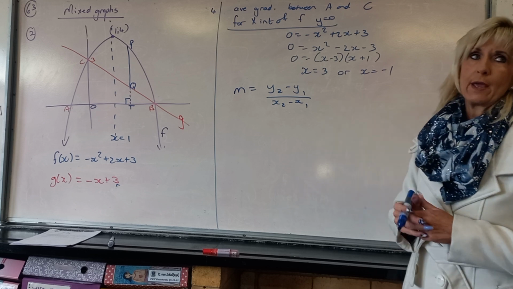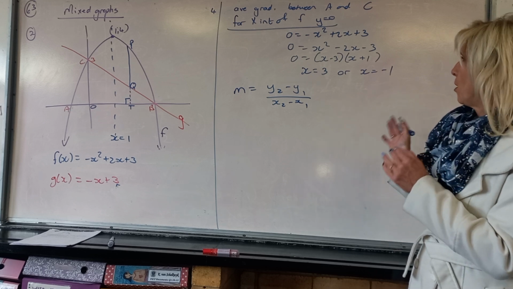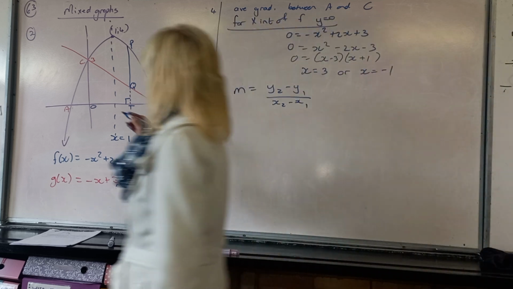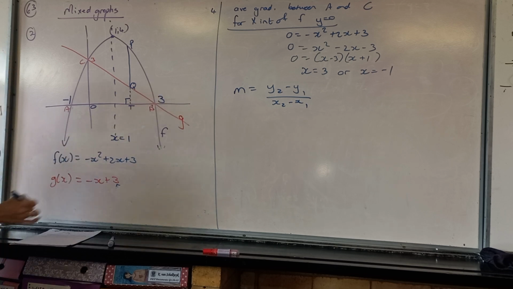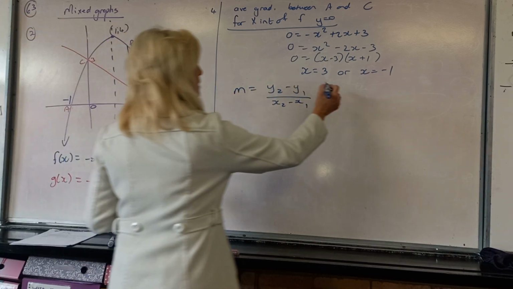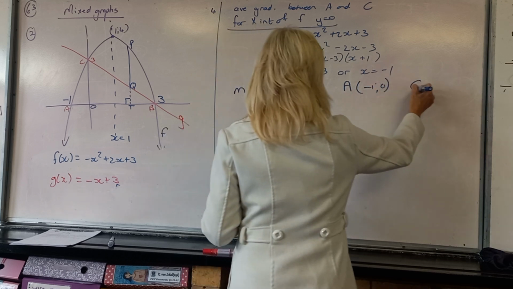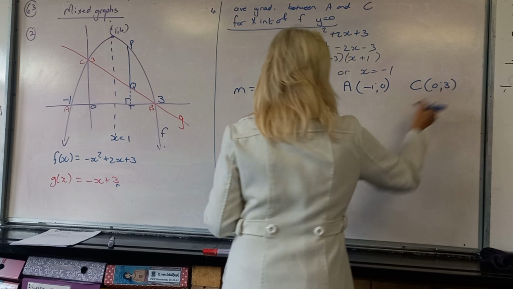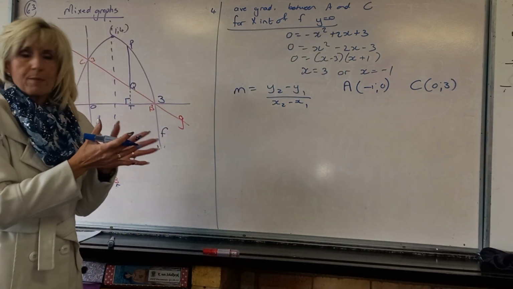Which one belongs where? What have I just found here? The x-intercepts of the parabola are negative 1 and 3. So by A it should be negative 1, and by B it should be 3. Well, they never asked me for B here, but I'm probably going to use it later on. Okay, so if I want the gradient between A and C, I need to know that A is the point negative 1 and 0, and C is the point 0 and 3. It's good to put it here so that I can use it together with my sum.